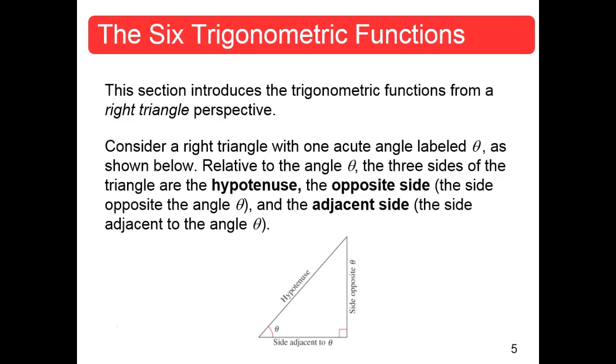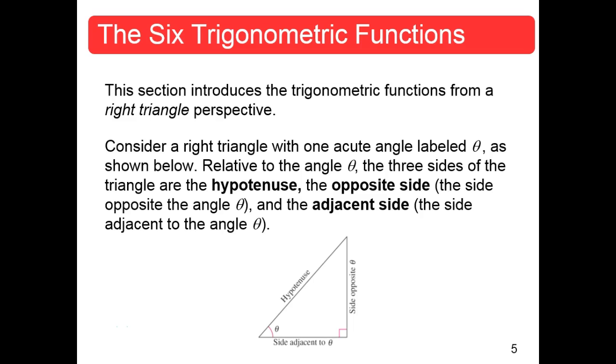Now, relative to this angle, this side is opposite that, and this side is adjacent to that. The hypotenuse is always adjacent to that, but we already identified the hypotenuse. That's the side opposite the right angle. So this is the side opposite the angle theta. This is the side adjacent to the angle theta. Okay?